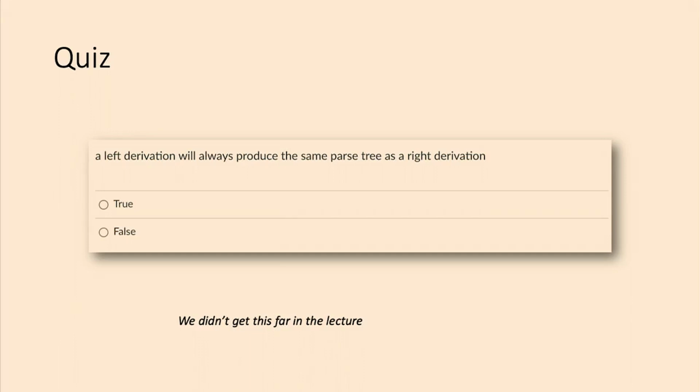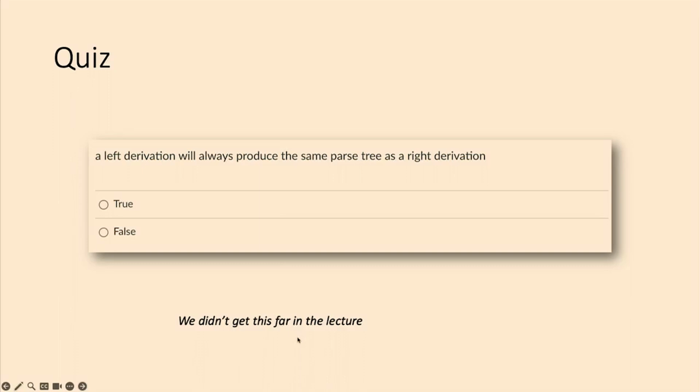Essentially, this question sort of leads into some of the material today. What we want is that any derivation, left or right, or if you choose a random order, will give you the same parse tree. If they can give you different parse trees, then we say that grammar is ambiguous, and we do not want ambiguous grammars. So we're going to talk a little bit more about that, but Cameron's definitely on the right track. And actually, we did get that far in lecture.